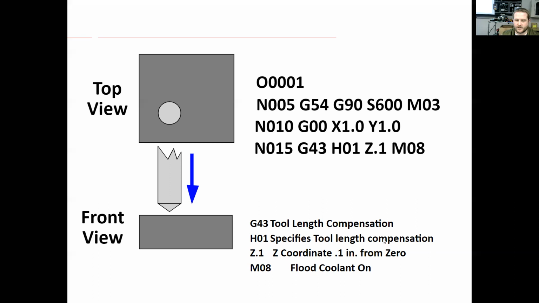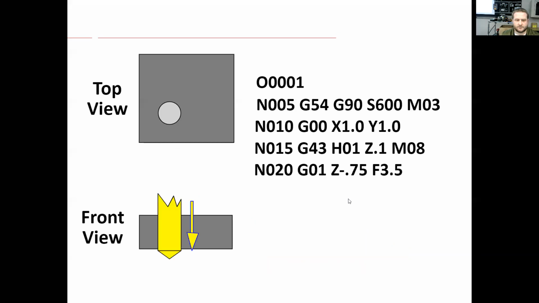H01 specifies the tool length compensation, Z.1 from 0. Okay, so you're compensating it this much, and you're telling it to drill 0.1 inches from 0. And M08 says turn the coolant on. So we save our tool. And that doesn't look like 0.1 of an inch to me, but it's okay.